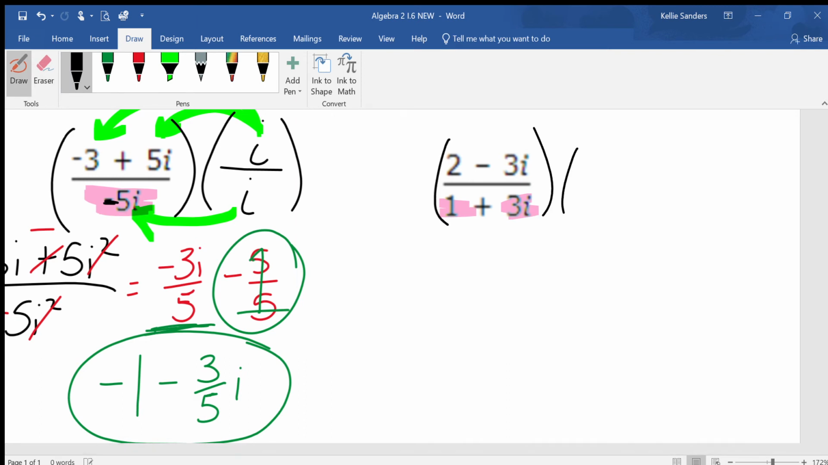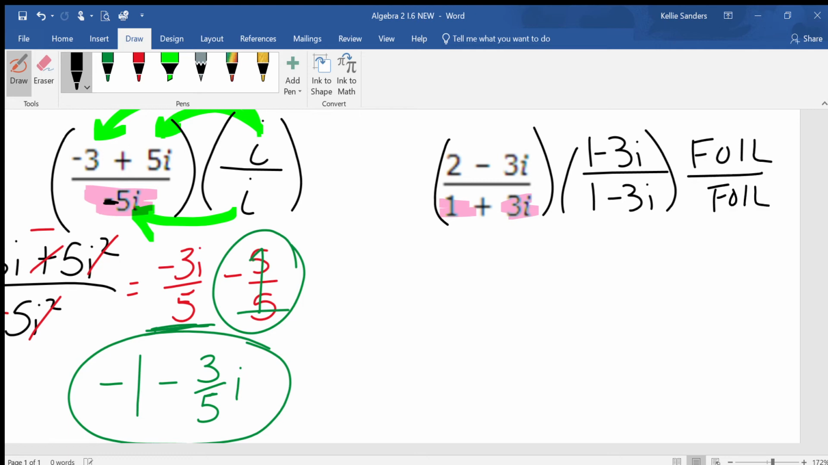On this, remember how to get rid of the i on bottom? We're going to multiply by the bottom's conjugate. So 1 minus 3i, whatever we do to the bottom, we have to do to the top. Remember, the tops are not conjugates, so we are going to do every first, outside, inside, last. But the bottoms are conjugates because we made them conjugates, so we don't have to do the outer or the inner. We could just do the first and the last.